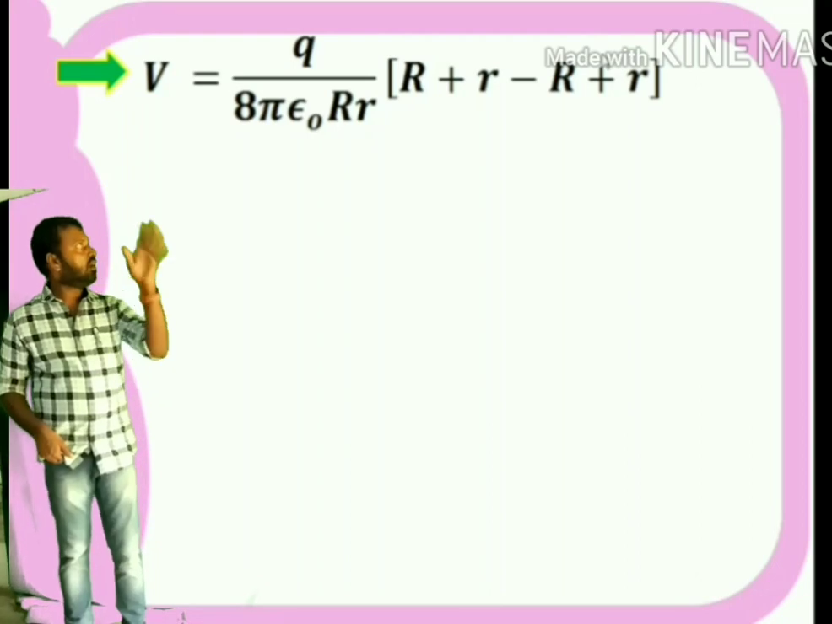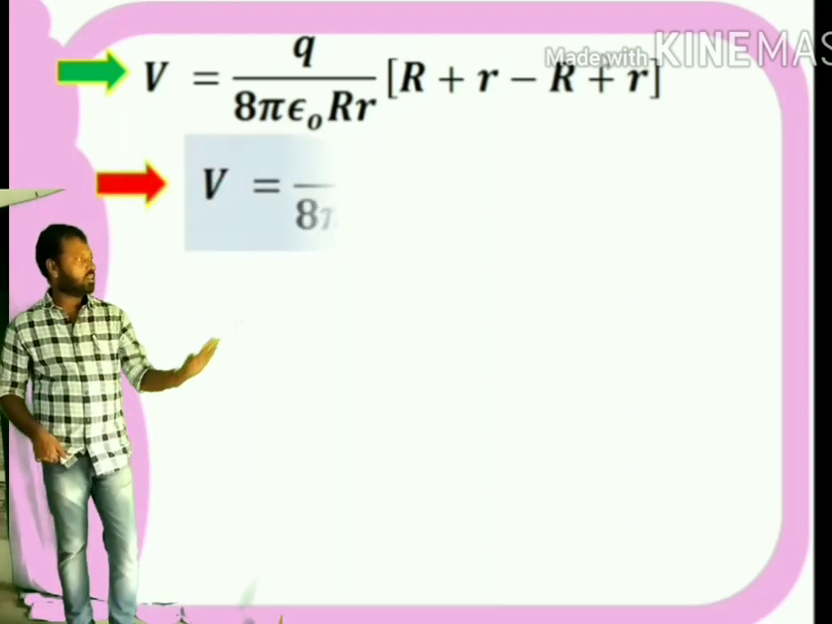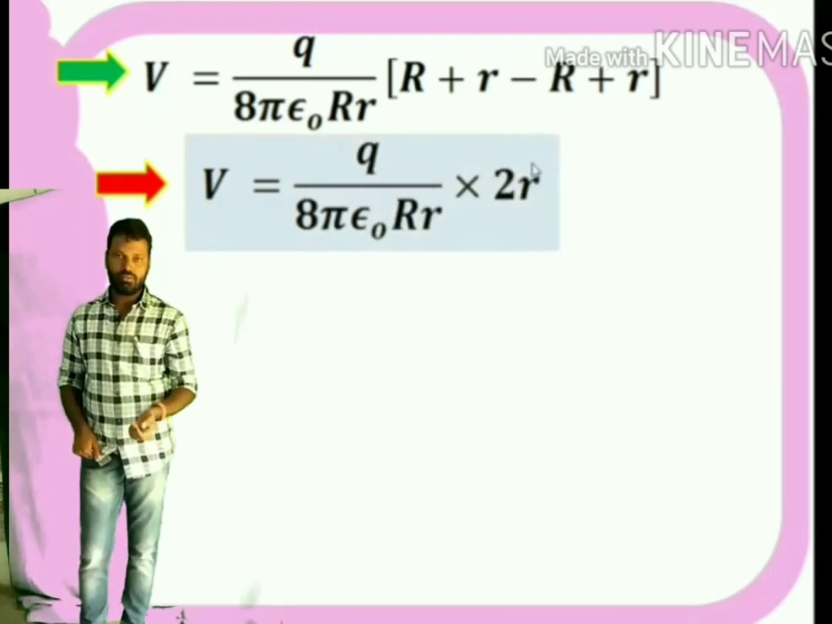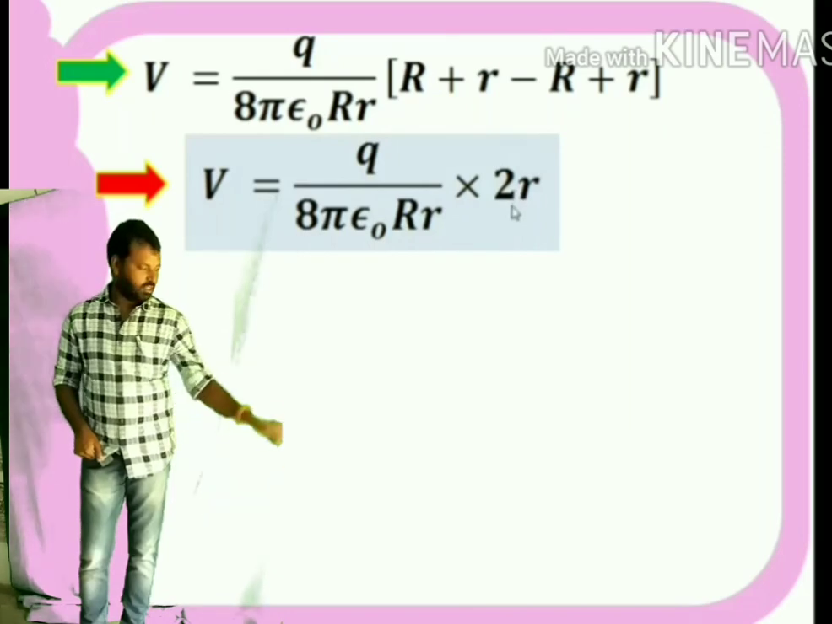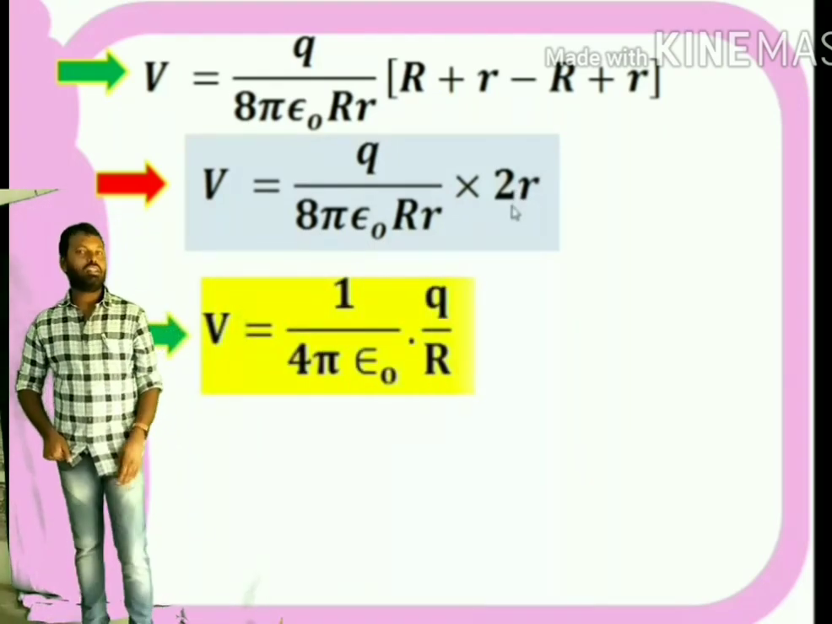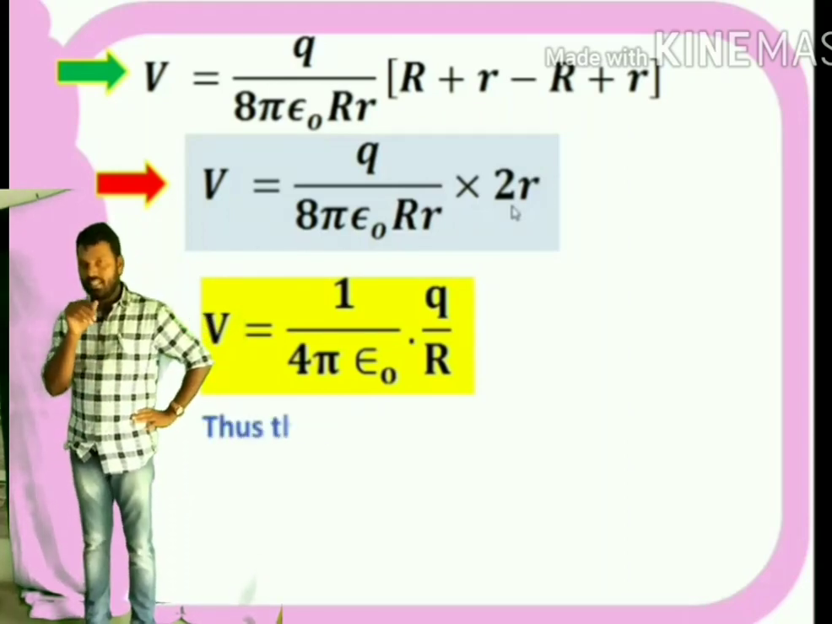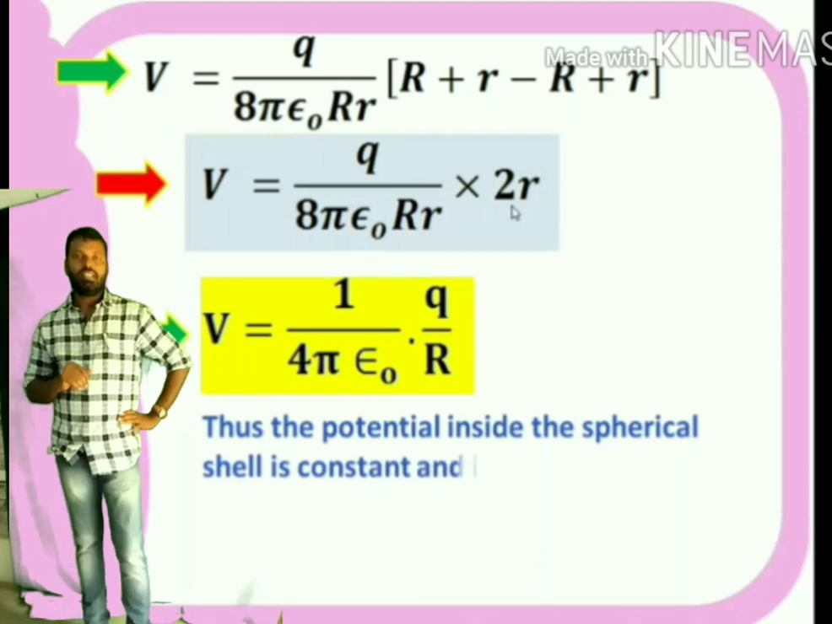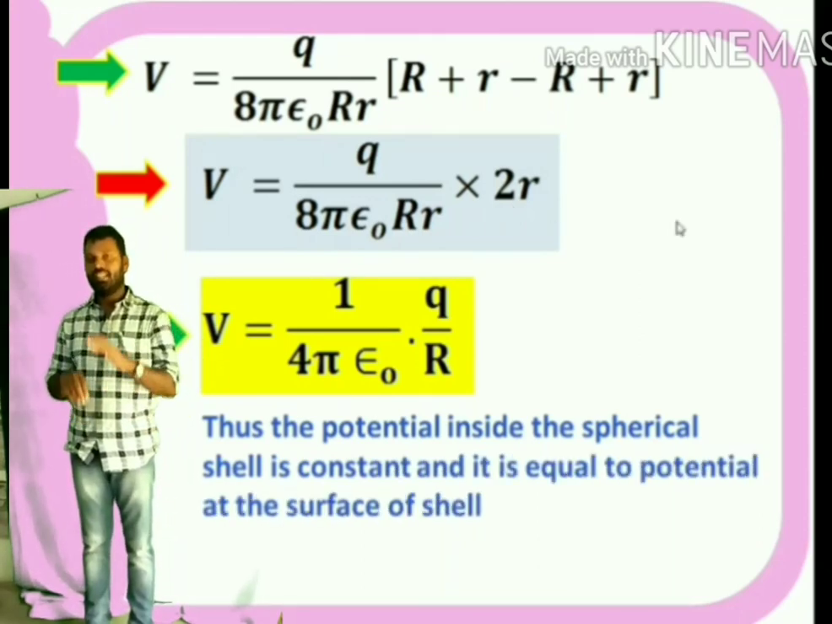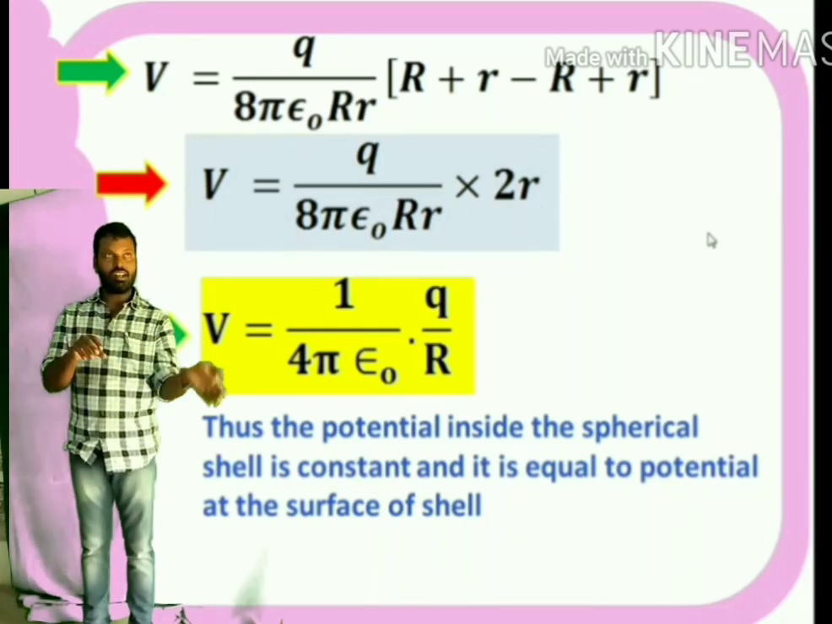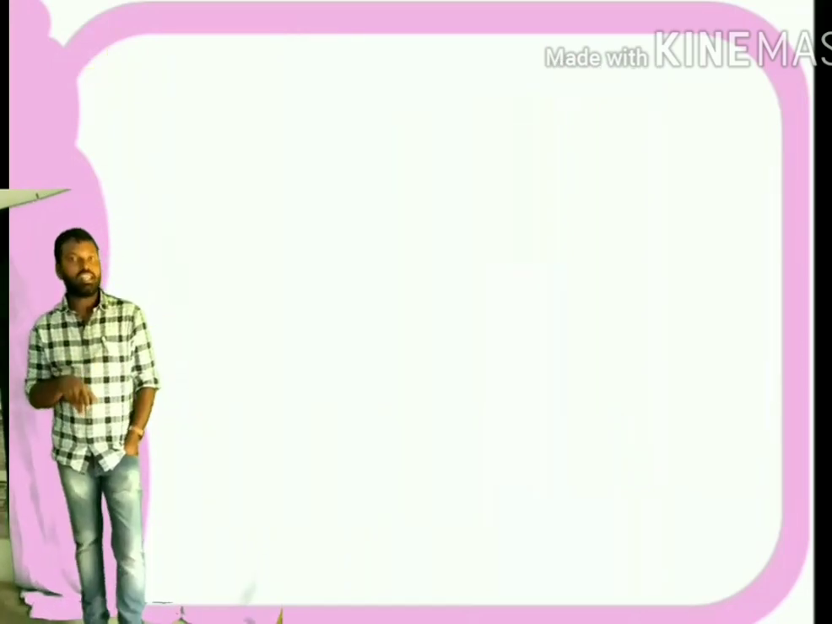If I cancel capital R, then what will I get? V is equal to q by 8 pi epsilon naught R r into 2r. That implies r gets cancelled, 2 gets cancelled, then V is equal to 1 by 4 pi epsilon naught q by R. This is the same equation as the potential on the surface. That means the potential inside the spherical shell is constant and it is equal to the potential at the surface of the shell.